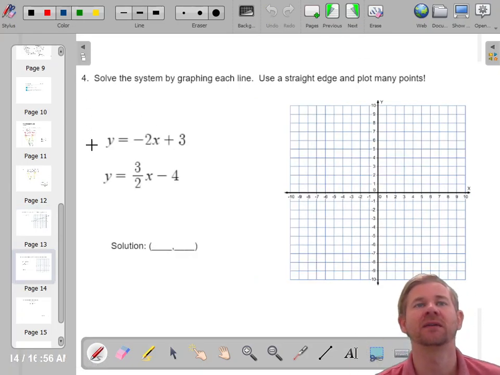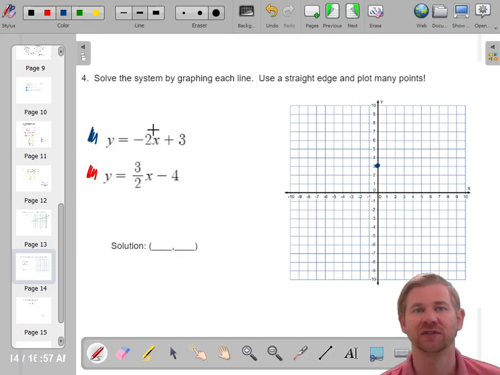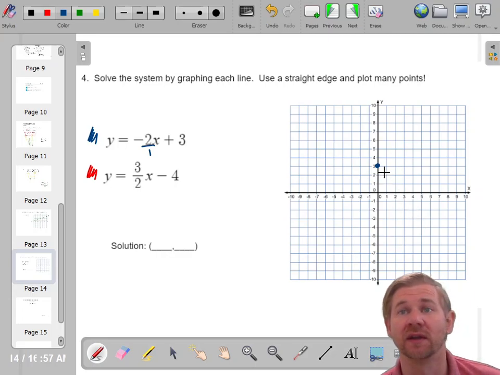Well, we're going to do the same thing. We're going to plot two lines. So the first one I'll do in blue. The y-intercept is positive 3, so I'll put a dot at positive 3. And the slope is negative 2. That's negative 2 over 1. So down 2 over 1, down 2 over 1.